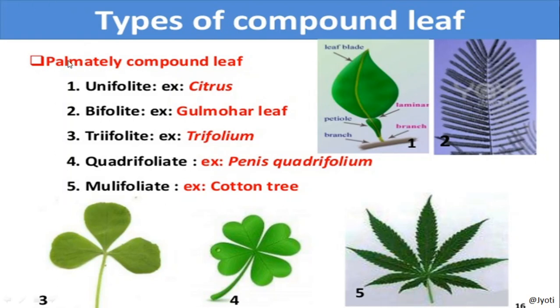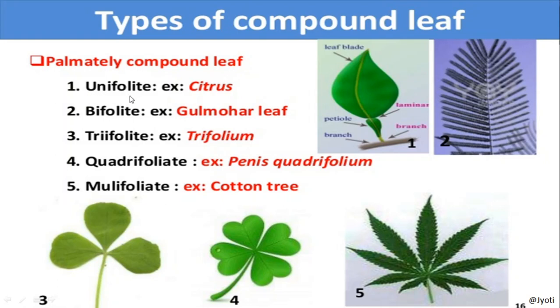So this is a palmately compound leaf. Here you can see the leaflets are arranged like the fingers on a palm. Here also you can see the leaflets diverge from a common point at the top of the petiole. So here is the petiole, and from the top of the petiole the leaflets diverge like the fingers in a palm. These palmately compound leaves are again of different types.